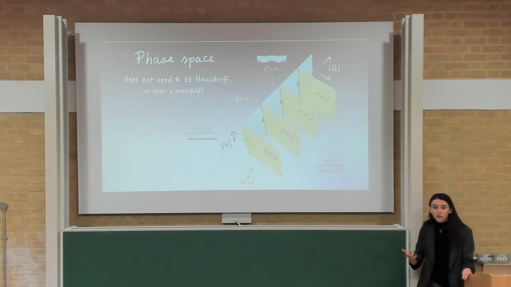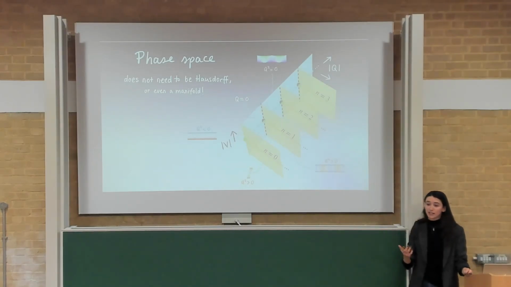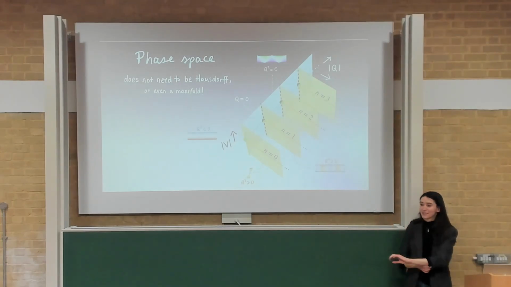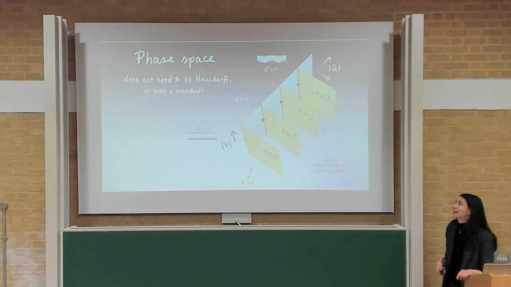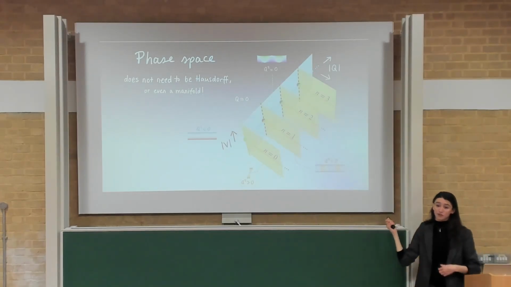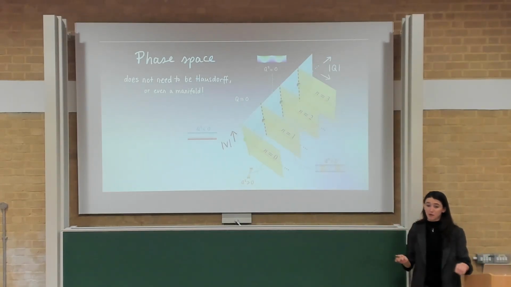And usually in a lot of treatments of phase space in classical mechanics, phase space is assumed to be a manifold, or at the very least, it's assumed to be Hausdorff. It need not be either. So at least if you're going to take away something from this talk, keep that in mind if you're ever doing classical mechanics. But that is one of the confusing aspects that made this problem hard to solve.